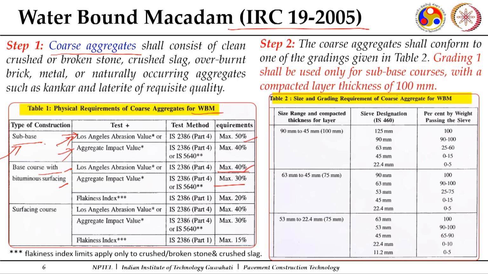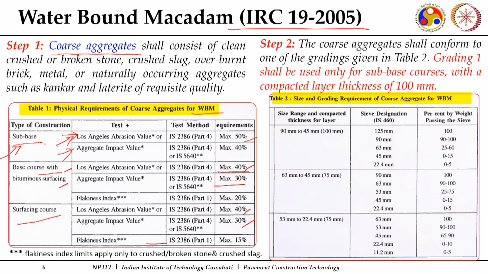And in certain cases where you are not going to go for any bituminous treatment over it, it will be directly used as a surface course. Then the Los Angeles abrasion value is again 40%, but in addition there is a requirement of shape also: the flakiness index needs to be determined when this is to be used. This is specifically important when crushed stone or crushed slag is used. Now, again there are different gradations which can be adopted for construction depending upon the layer thickness. Different size ranges are recommended.